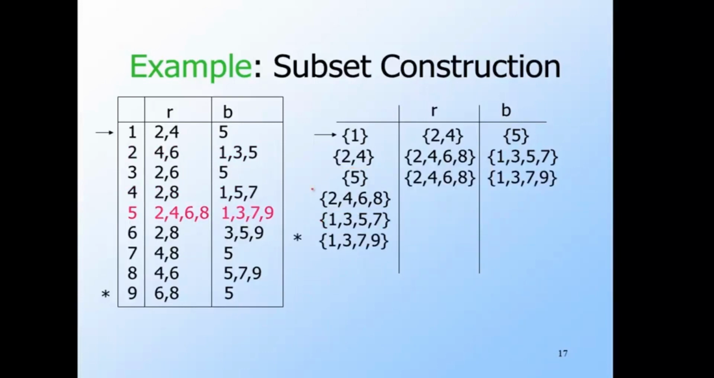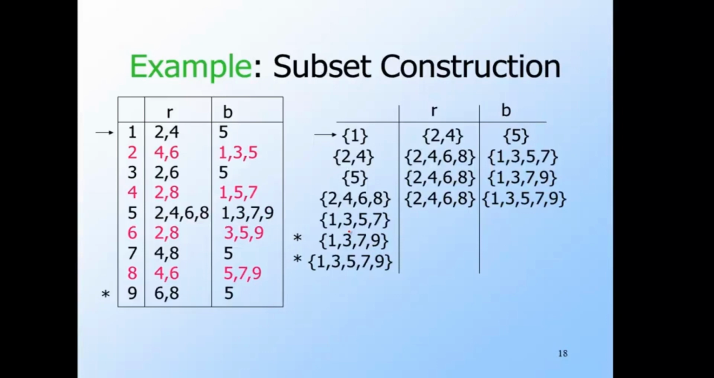Now we fill out the row for 5. That's fairly easy. You just look at the row for 5 on the NFA table, and you enter the states right there. 2, 4, 6, 8 we've seen already, so we don't have to create a row for it. 1, 3, 7, 9 has not been created, so we will create it now. Notice that it is a final state of the DFA, because it has the final state of the NFA, state 9.